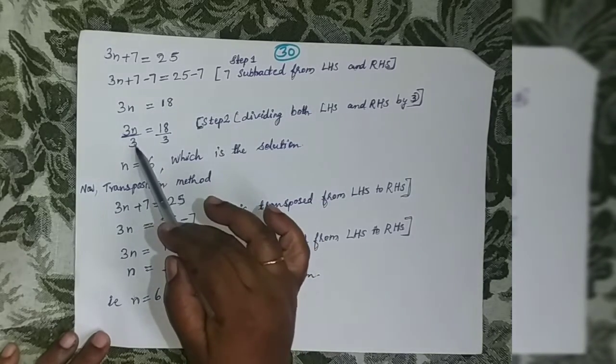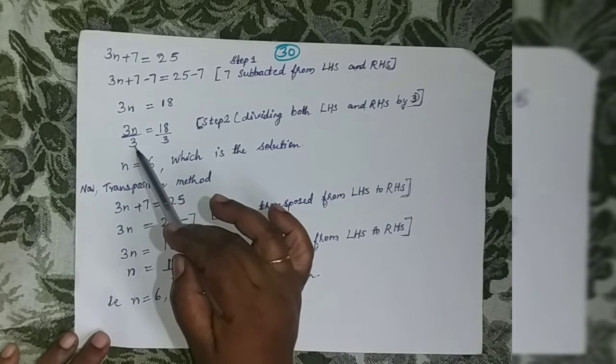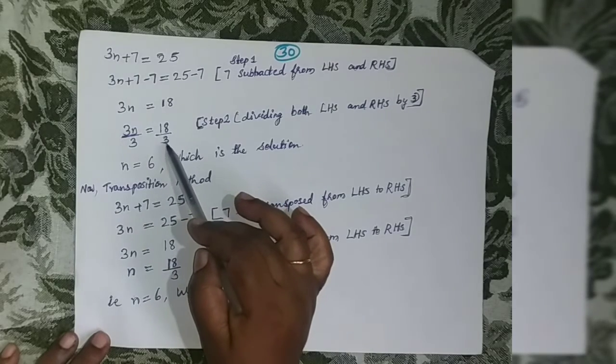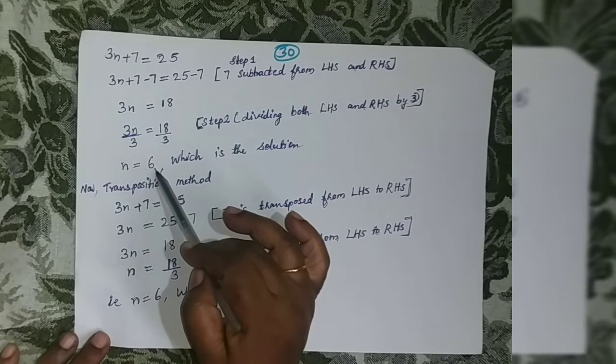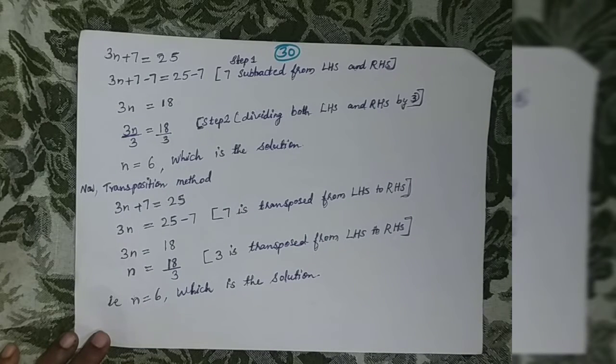So 3n by 3, the same thing I am dividing RHS. 18 by 3. 3 by 3 is what, children? 1 only. 1n means n. 18 by 3 is what? 6. So we got the value of variable n is equal to 6. That means we got the solution, by the balancing method.